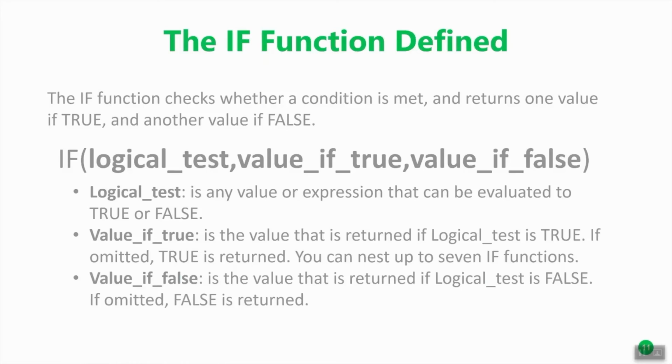Looking at the syntax here, the logical test is any value or expression. So does cell B2 equal 200? If the value is true, then perhaps we display the word yes in a cell to the right of B2. And if it is false, then we say no to the right of B2. So let's build a formula looking at each part of this as we go.